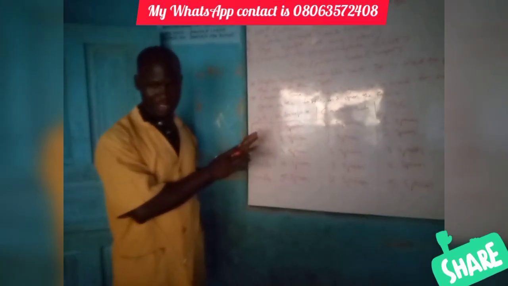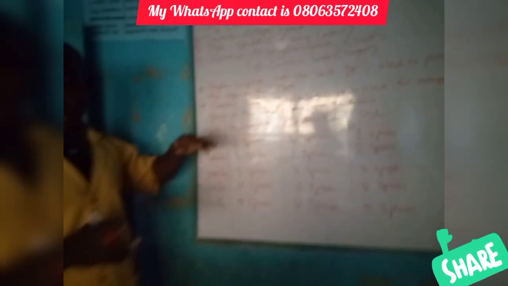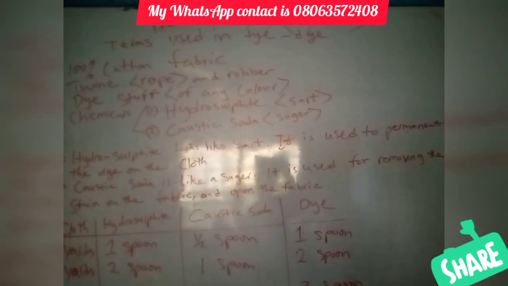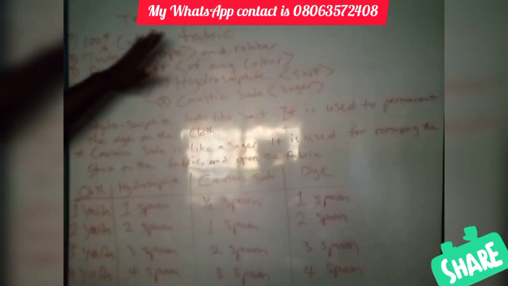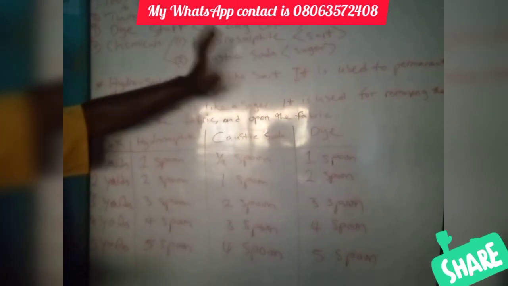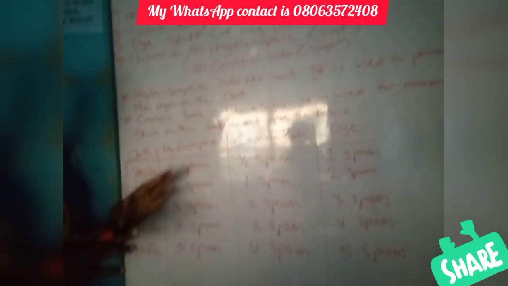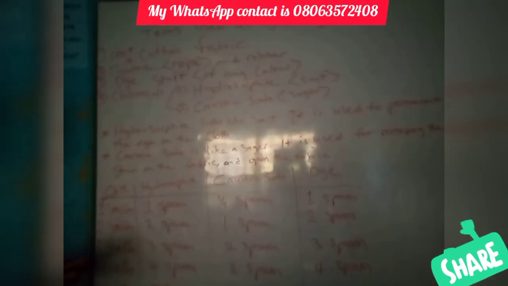What it means in training, right? But I'm trying to give you the theory aspect before we go to the practical. You understand? Now, this is how to make tie and dye, right? At the rear, we have batik, but we are not going there now. This is just tie and dye specifically.